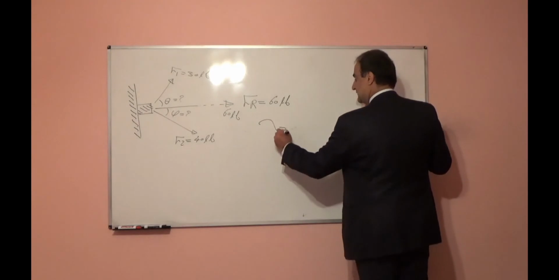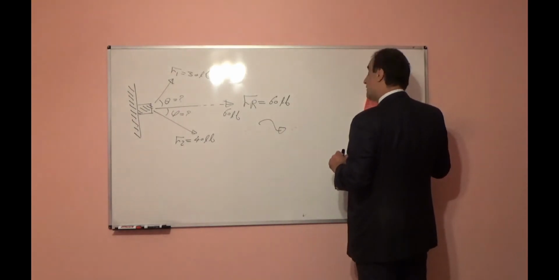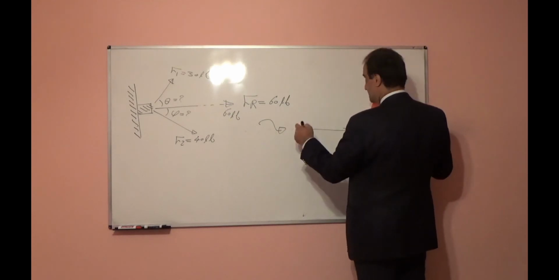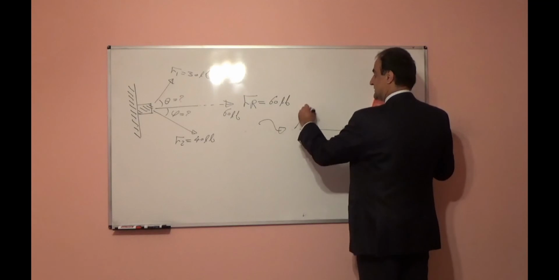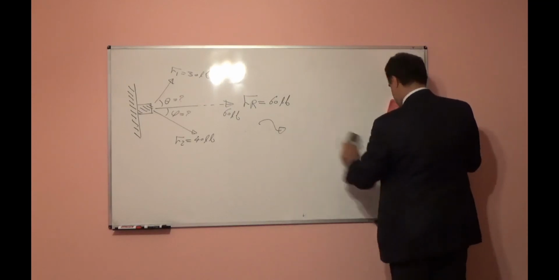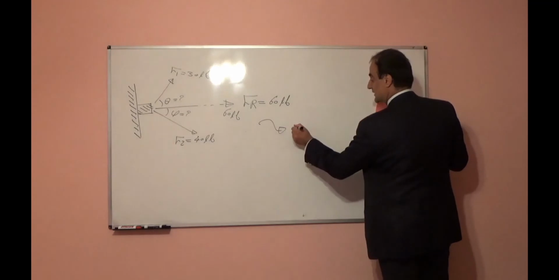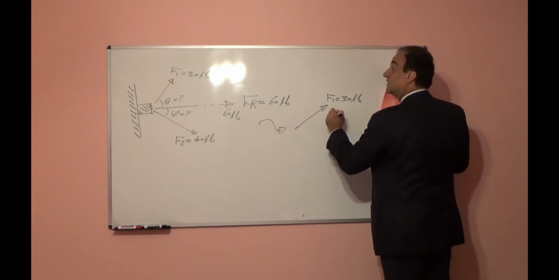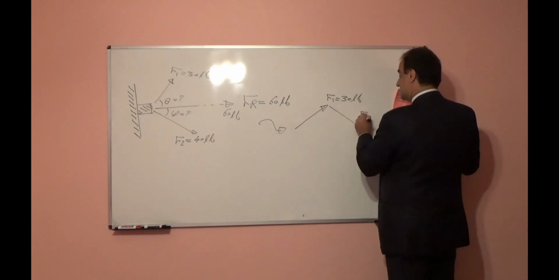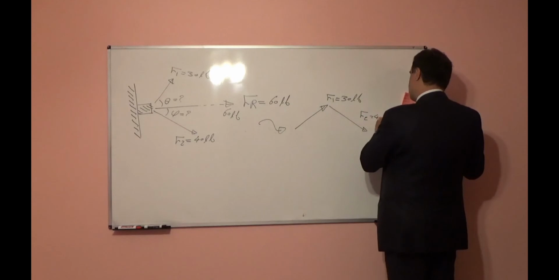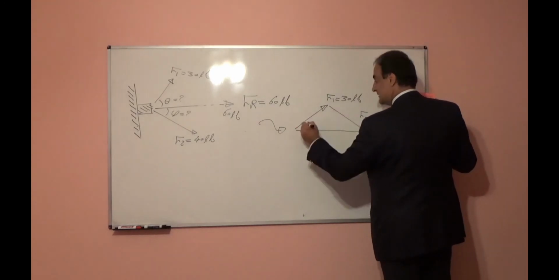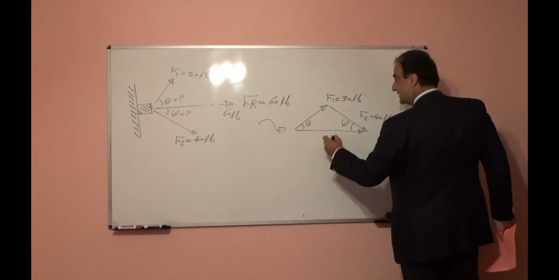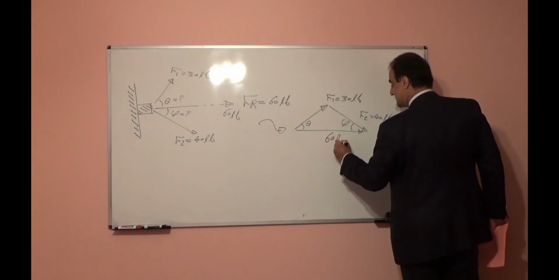So again, we can use the parallelogram law or the triangle rule. Let's use the triangle rule. The resultant force is 60, because I draw F1 in order. F1 is 30 pounds. F2 is 40 pounds. This angle is theta. This angle is phi. And the magnitude of the resultant force is 60 pounds.